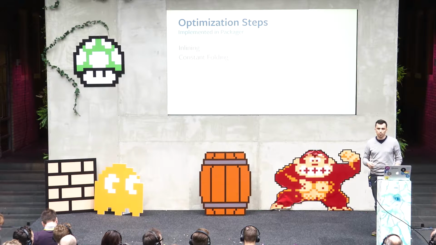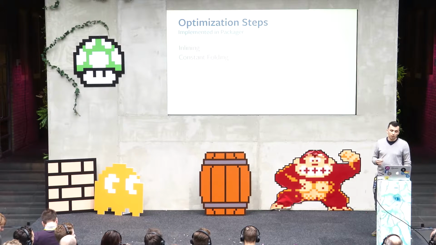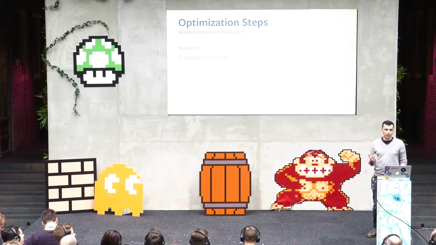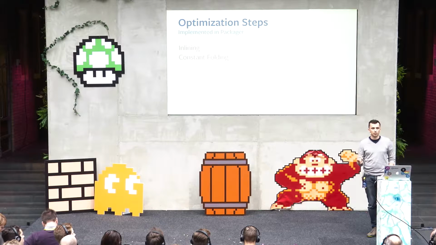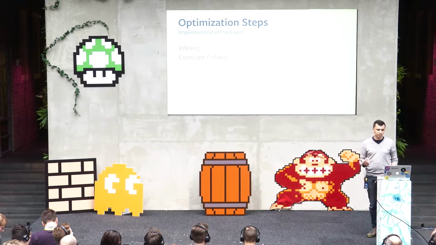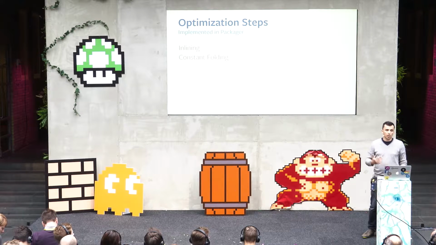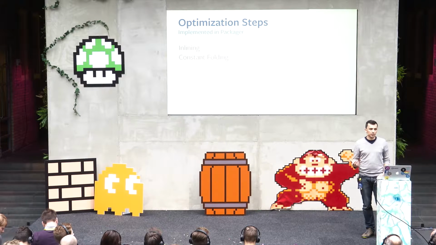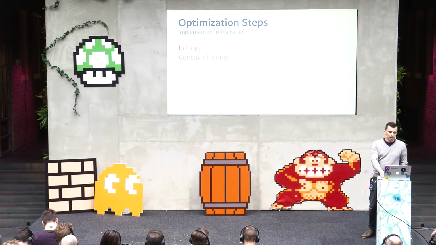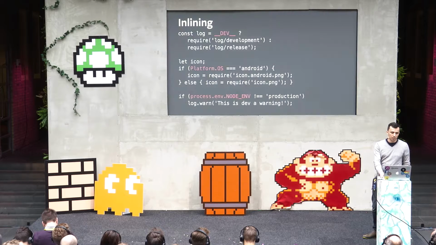The specific optimization steps we implemented before the minifier even runs are inlining of values that we know to be constant at runtime, but you don't know the values while you're developing. And then after that, we do constant folding, which means we find constant conditionals in your code and just remove the branches of code that we know to be dead. And that can look like this.